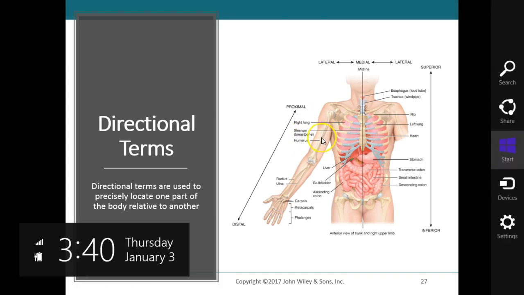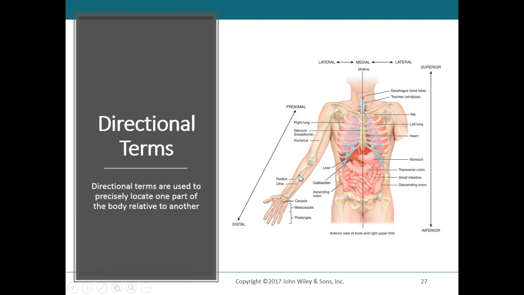The upper arm bone is the humerus. The two lower arm bones are the radius and the ulna. The carpals are the wrist bones, metacarpals are the hand bones, and phalanges are the fingers. Here we have the liver and the gallbladder, the small intestine, the ascending colon, transverse colon, descending colon, and the stomach and the heart. All right, again, you're going to see these organs in lab, and we'll talk about them a bit more during that time as well.